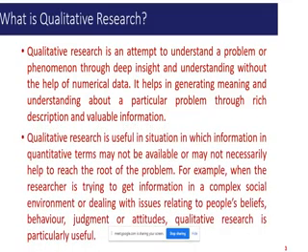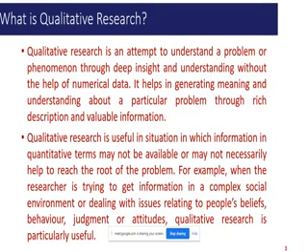Qualitative research is useful in situations in which information in quantitative terms may not be available, or may not necessarily be of any help to reach the root of the problem. So here numbers are either not available or cannot be generated. For example, when a researcher is trying to get information in a complex social environment, or dealing with issues related to people's belief, their behavior, their judgment or attitude, then qualitative research is particularly useful.